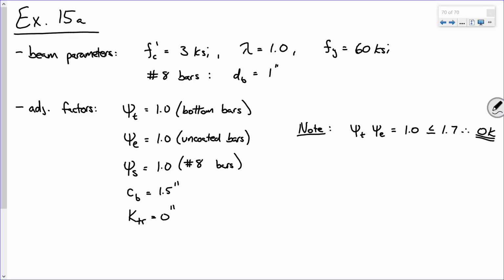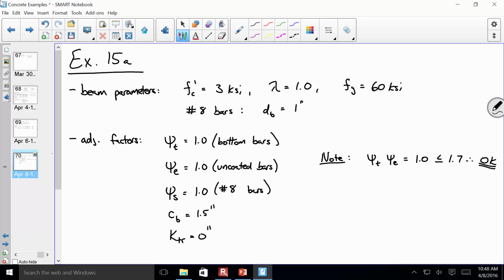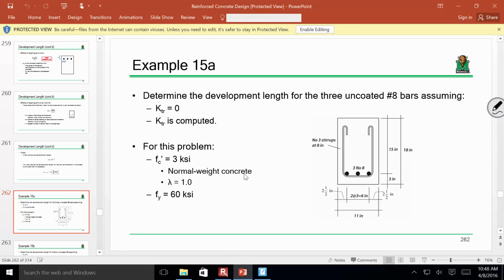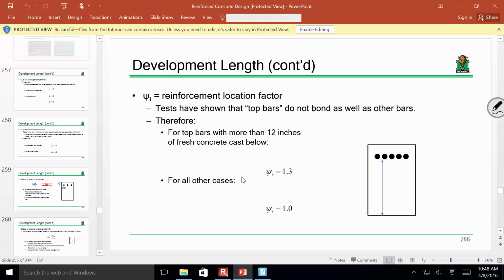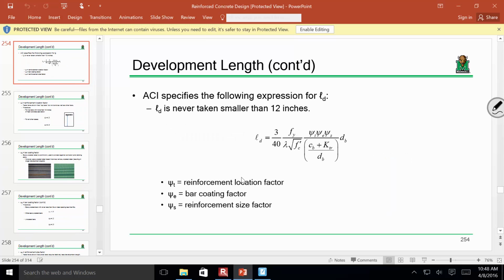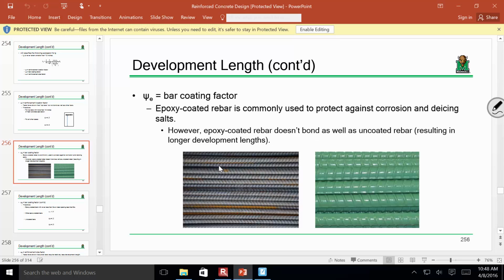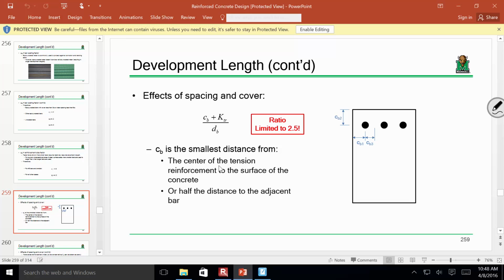I also wanted to go ahead and compute that denominator. Let me go back to the slideshow. I know I keep hopping back and forth. I apologize. Here is our expression for development length. And all of this stuff here on the bottom, that ratio is limited to 2.5, sorry. So let's see what we get right here for that. Again, limited to 2.5.